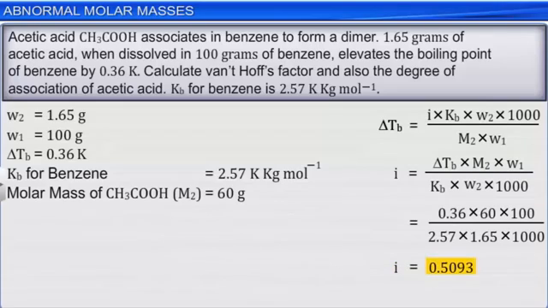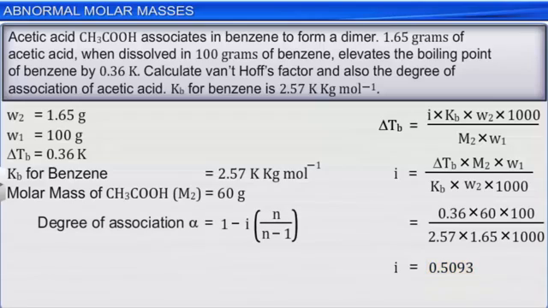Substituting for i in the equation, degree of association alpha is equal to (1 minus i) multiplied by n divided by (n minus 1). Now, n for acetic acid is 2 as it exists as a dimer. On solving, we get degree of association alpha is equal to 0.98.